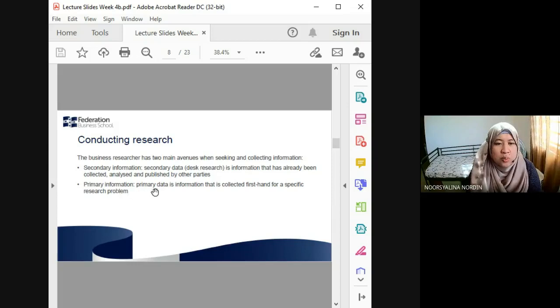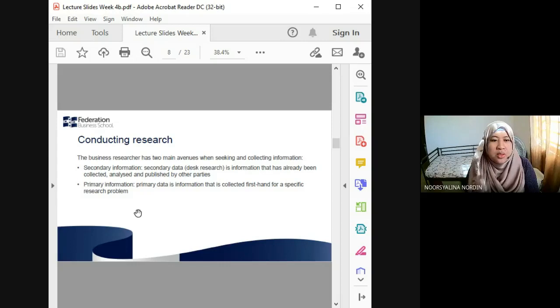Okay, so the primary data is information that is collected firsthand for the specific research problem. So this is what I did in my research thesis. We go to that site and then we collect. Let's say we do some research in a company, say company ABC. We have to make sure what level they are, whether it's lower level, middle level, first line level, or maybe top management level. So we get the data directly from them.